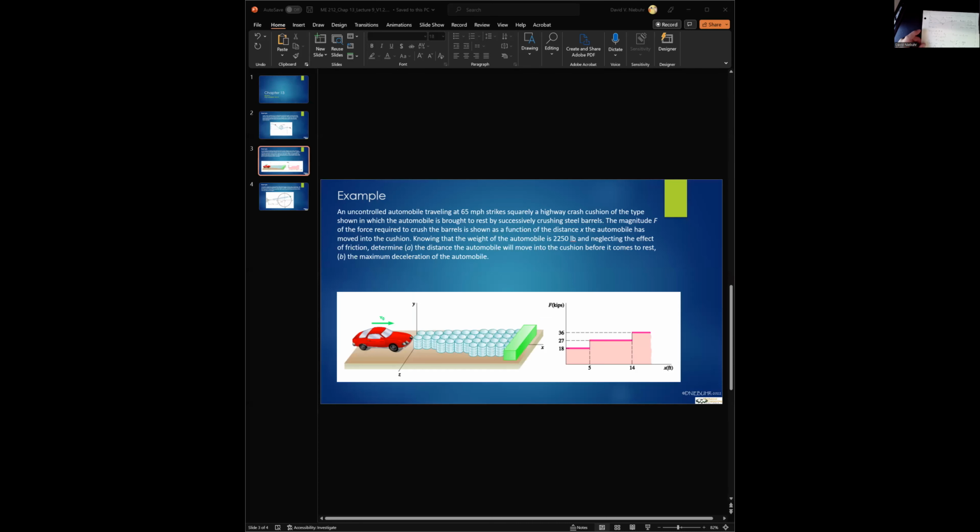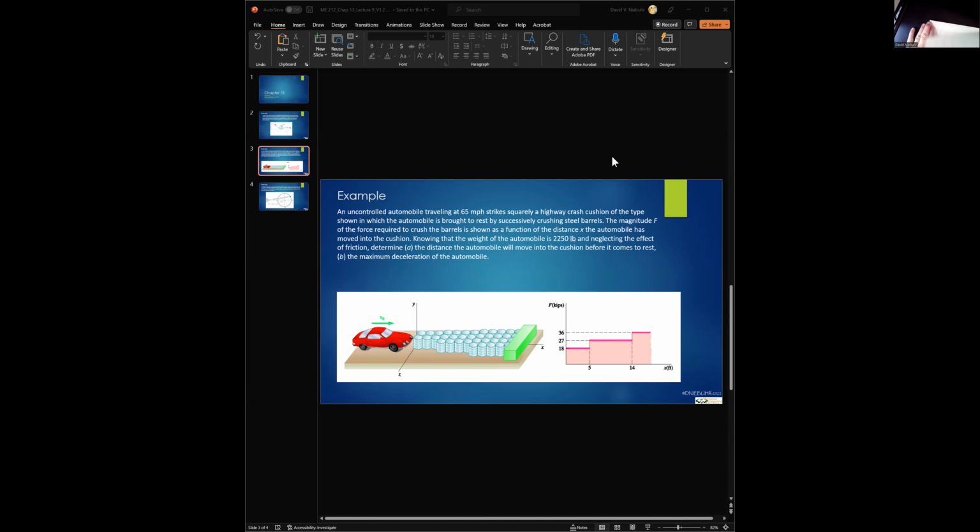Now let's look at the second example. This is the one I wanted to do in class, but we ran out of time. And so here we have an energy problem again. It's going to be a force times distance type problem.